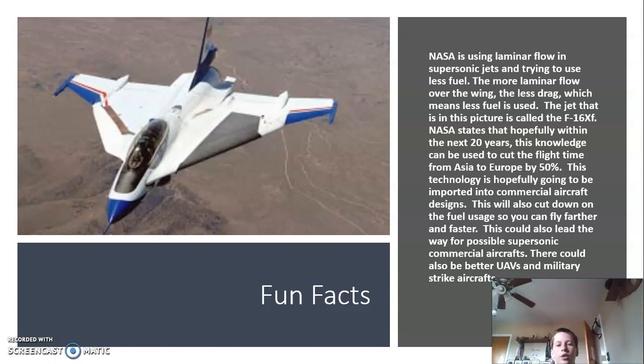And then you have the wings, which are very thin and come to a point so that the air is not disturbed much whenever this object comes over it. They try and make it as thin and as tiny as possible so it disturbs the least amount of air, which causes less drag and less fuel use. So this is hopefully in the future going to cut flight time from Europe to Asia by 50%, and they're also going to try and incorporate some of this technology into commercial aircraft so that it'll cut down on the fuel usage so you can fly farther and faster.